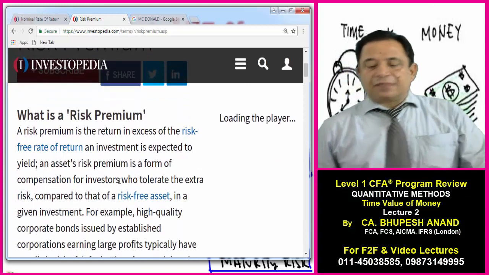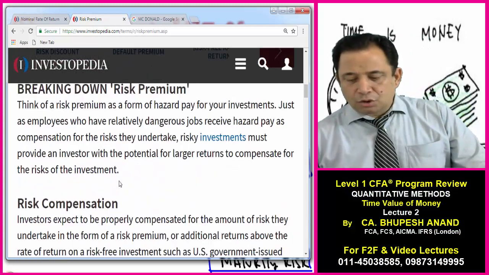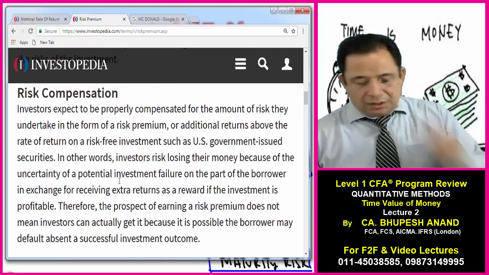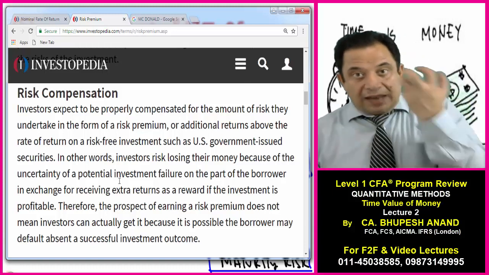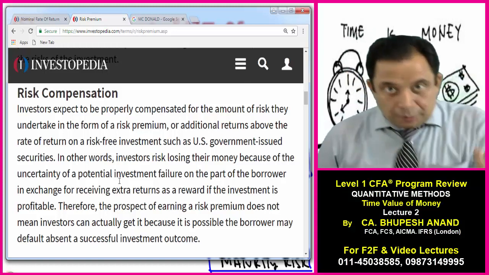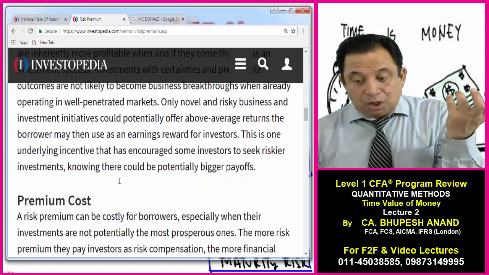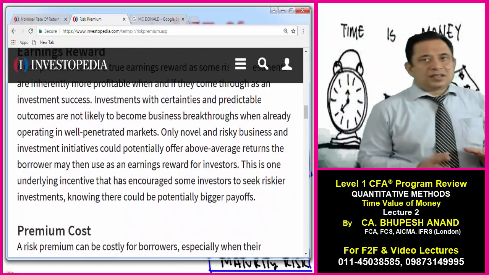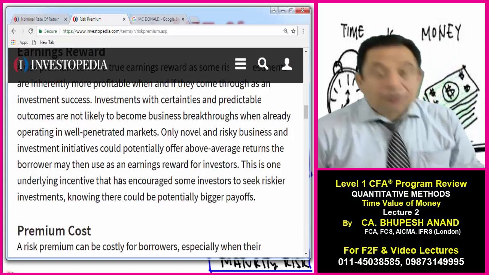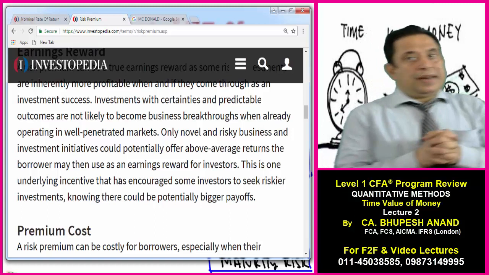Now, what are the different types of risk premium? There is risk compensation, because the risk has to be compensated, and because it has to be compensated, the investor will expect more, will have a higher required rate of return, as earning reward or premium cost. So all that I have just discussed, the same point is there. So we have discussed learning outcome number B also. So this is my lecture number 2.